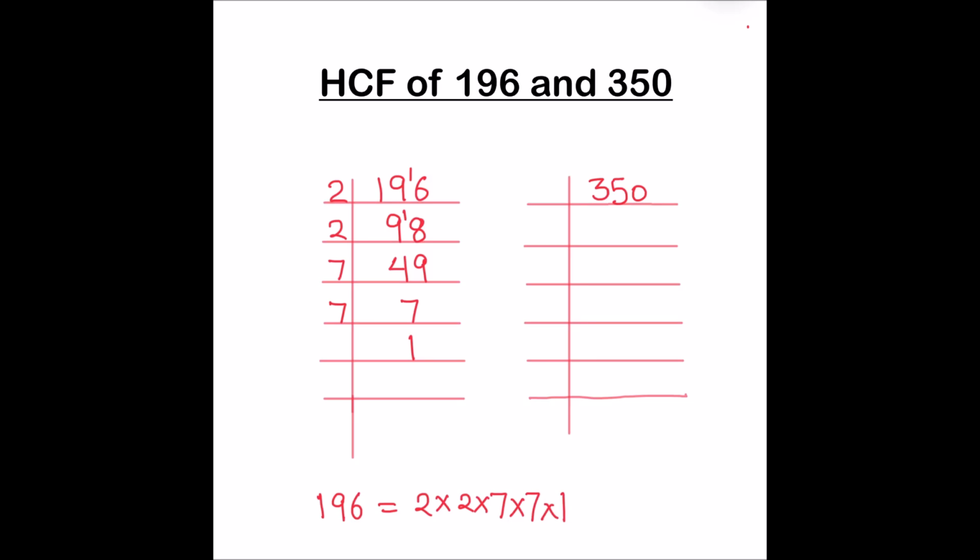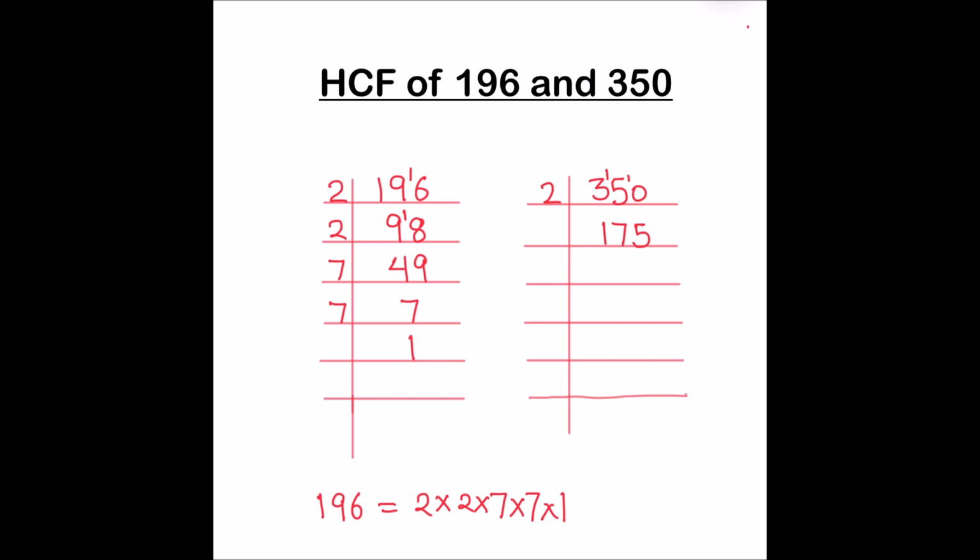Now we'll find the factors of 350. It is fully divisible by 2. 2 times 1 is 2. 1 is remainder. This becomes 15. 2 times 7 is 14. 1 is remainder. This becomes 10. 2 times 5 is 10.